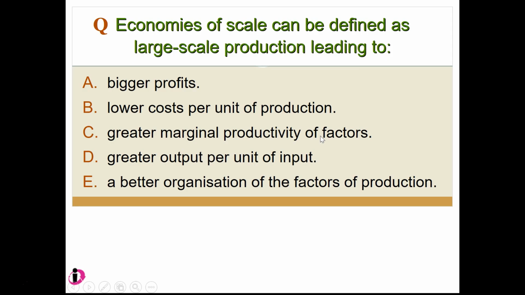Better organization of the factors of production. Again, it might improve your productivity, but not necessarily will lead to lower costs. The correct answer is B by definition. Economy of scale is a situation when our higher level of output will lead to lower costs per unit.